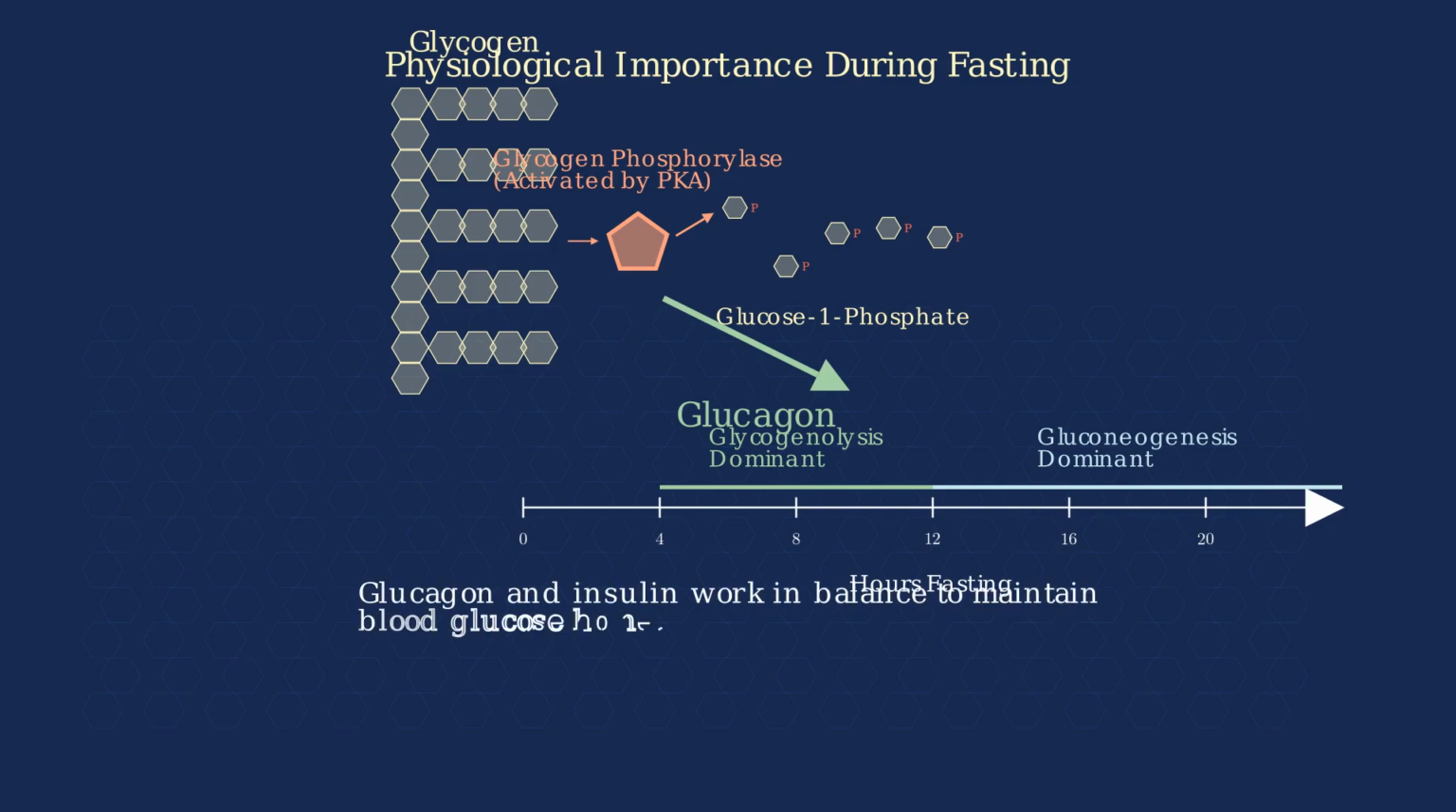Glucagon and insulin work in balance to maintain blood glucose homeostasis. While insulin promotes glycogenesis when glucose is abundant, glucagon inhibits glycogenesis and promotes glycogen breakdown when glucose is scarce.